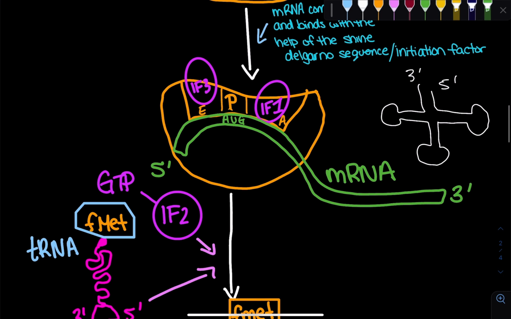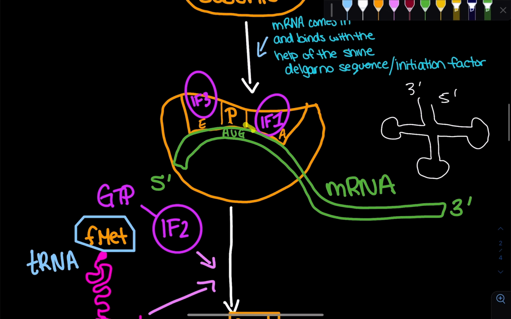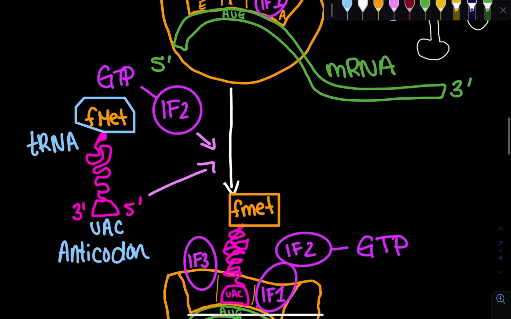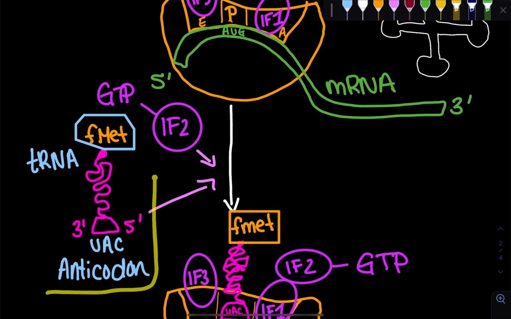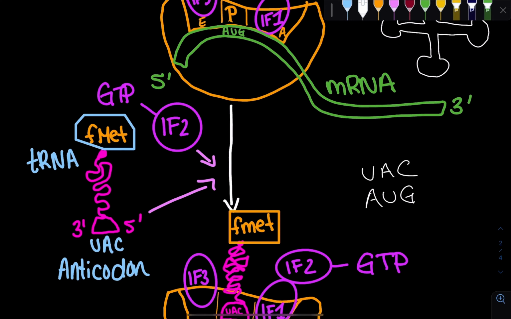So since we have AUG codes for methionine, we need a tRNA bringing in a methionine. So we see that over here. We have this tRNA. We see the anticodon, because if we have AUG as our codon on the mRNA, the anticodon will be UAC. And we see that right over here, the anticodon. And it codes for methionine, but we notice an F.